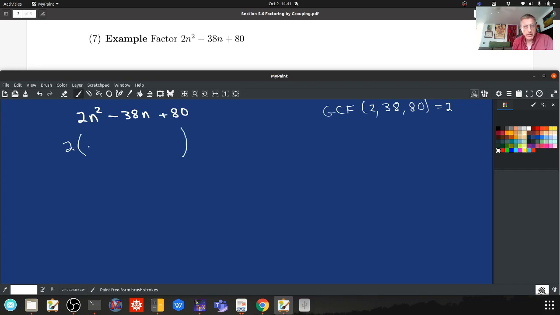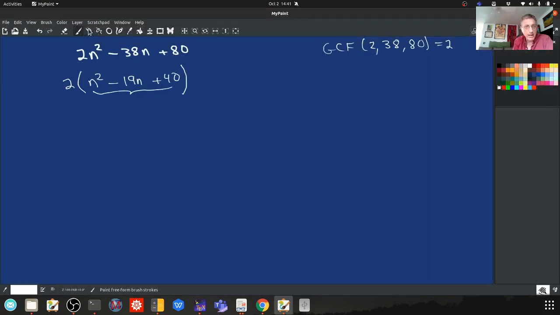So 2n squared divided by 2 is n squared. 38n divided by 2 is 19n. And 80 divided by 2 is 40. Now, isn't that nice? Because now, all I have to do is look at a monic polynomial in the variable n is what's left. So I can go back, and this will be a lot easier. I can discover whether it's prime or not much faster.